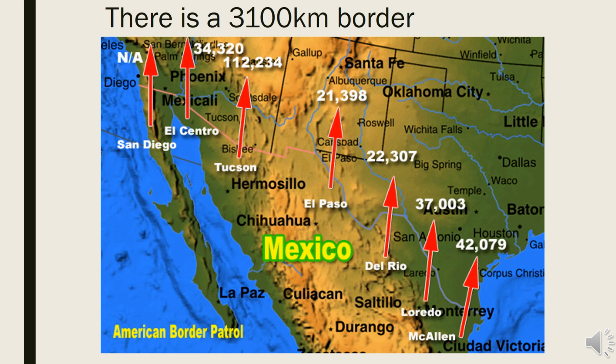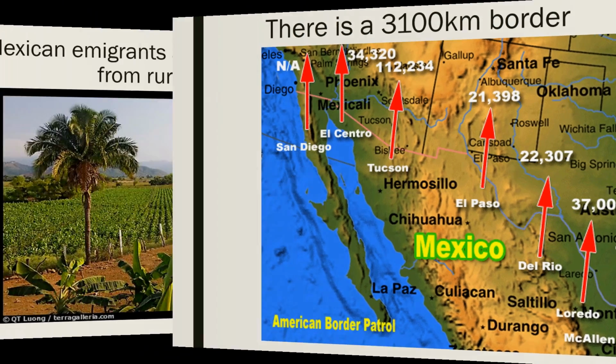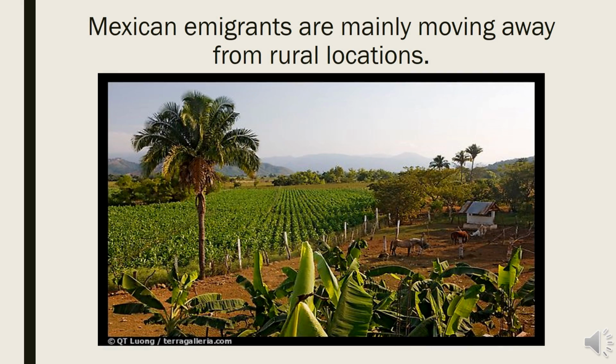The American Border Patrol have got a monumental task. They police a huge border, 3,100 kilometers in length, running straight away across the southern part of the country. Most Mexican immigrants entering the United States of America are economic migrants. They're leaving from rural areas in Mexico, and as you can see from the following pictures, they live a life of hardship.